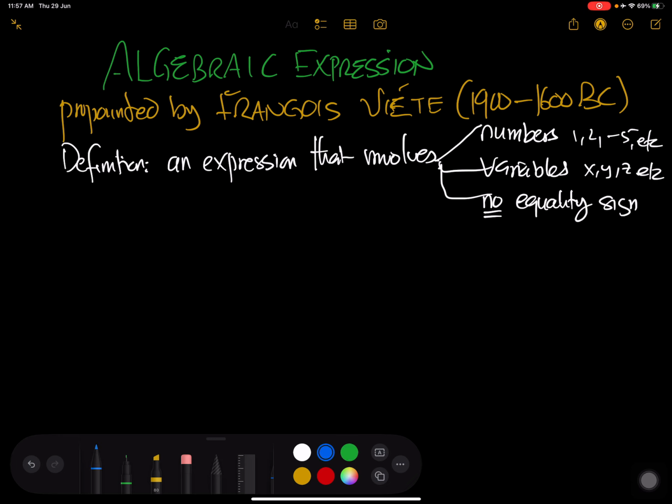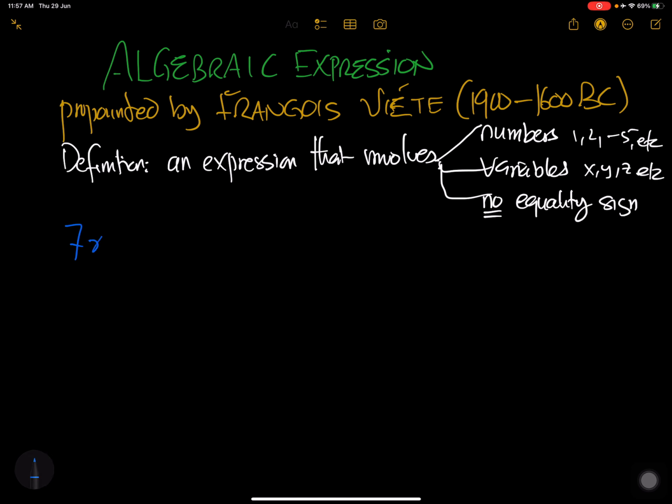Now we can give an example. Maybe we have 7x squared minus 3x minus y minus 2z plus 4p minus 5x. It's a very typical case of an algebraic expression. Now there are certain rules involved when you want to add or subtract.